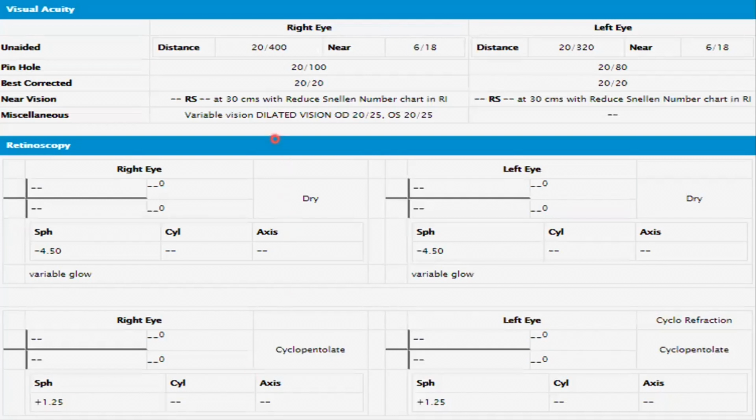In this slide, you can see that the patient's visual acuity is quite reduced, and the pinhole visual acuity is 20/80. When we did the dry retinoscopy, initially it showed that the patient had a higher minus value, that is minus 4.5 in both eyes. But when we did the cycloplegic refraction, we saw a hyperopic shift of the refractive error. Generally, this type of hyperopic shift is mostly seen in accommodative spasm cases.